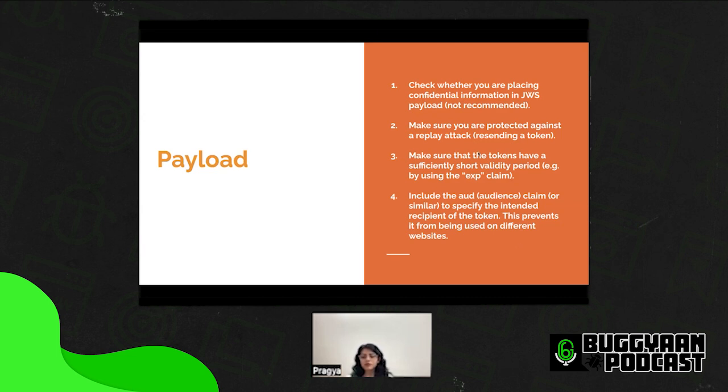Same thing, make sure that tokens have a sufficiently short validity period, which is the EXP claim, that is the expiry claim. This comes in the payload part. Make sure that there is some expiry to that token. It doesn't go on forever.